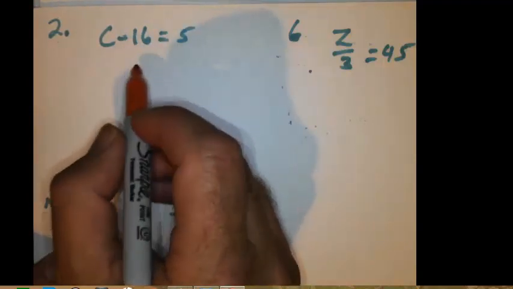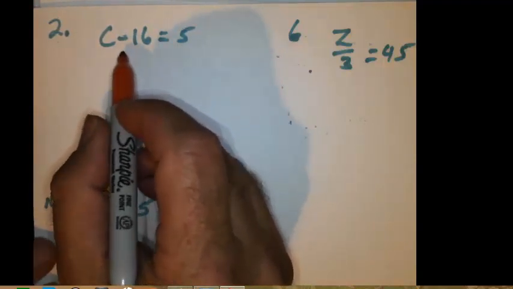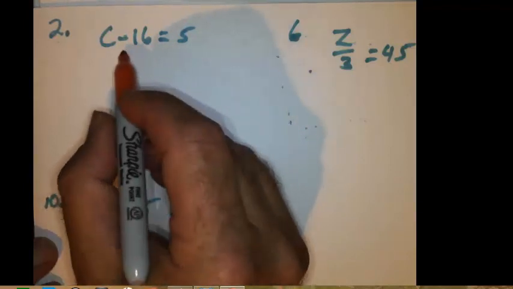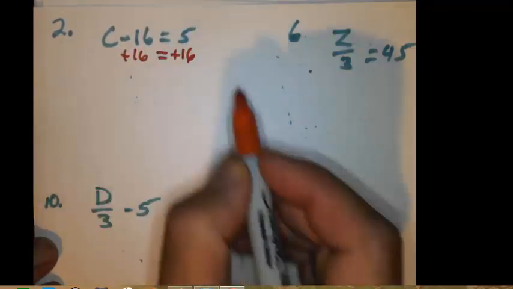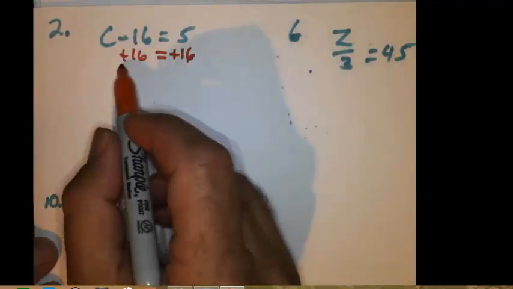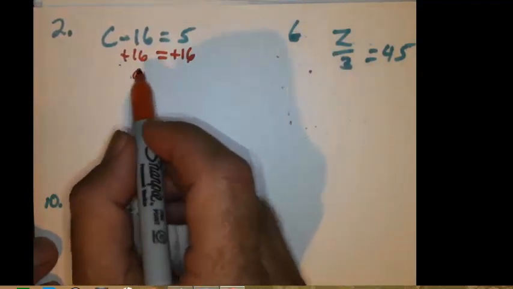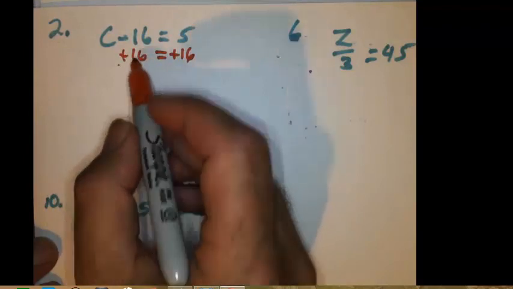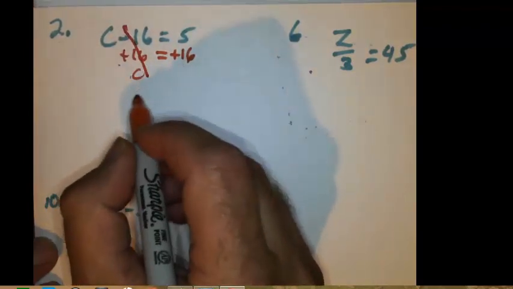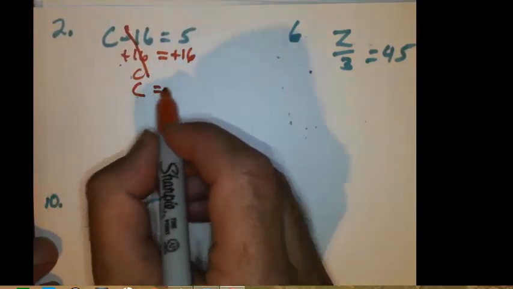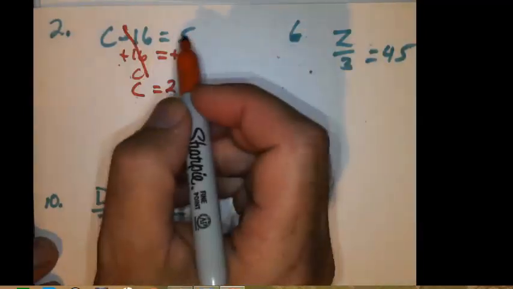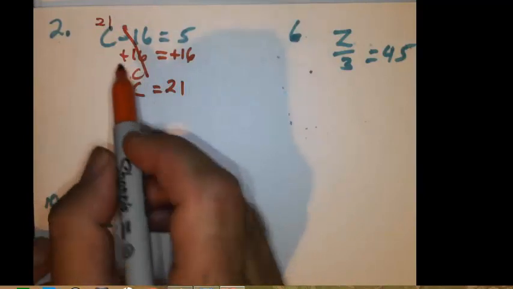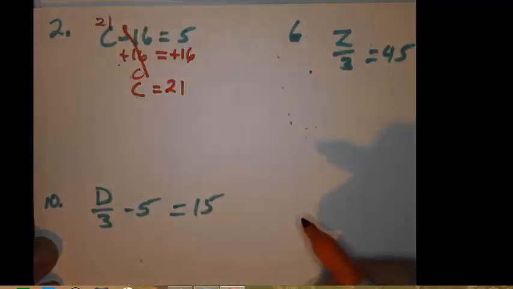Here we have a minus 16. So we're going to do the opposite. So minus 16, the opposite is plus 16. And we do that to both sides of the balance equation. So minus 16 plus 16 is 0. I don't really need to write it down. It just goes away, so that just kind of cancels out. I'm left with c is equal to 21. 16 plus 5. We should always do a quick check. 21 minus 16 is indeed 5.